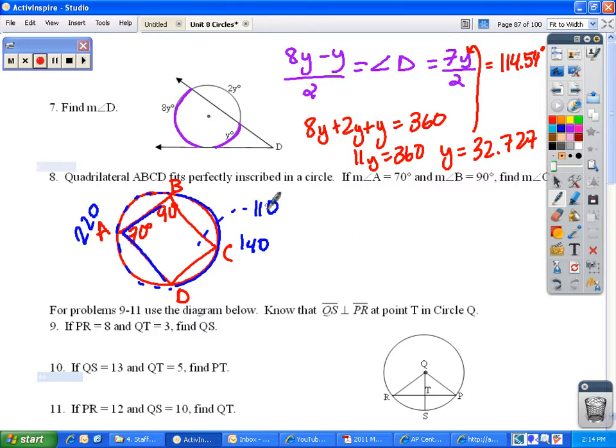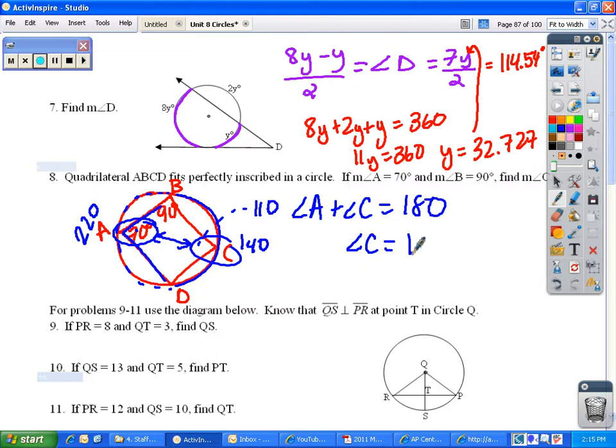So the rest of the arc is 220, which makes angle C half of 220, or 110. A quick way to remember it, angle A and angle C, because they're opposite each other, they have to be supplementary. So angle A plus angle C have to equal 180, so that told us automatically that angle C was 110.